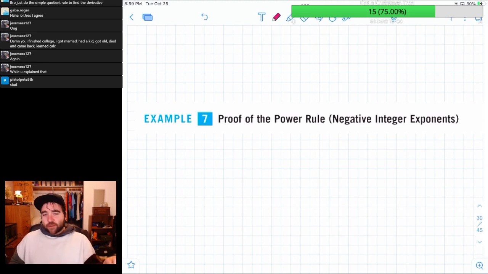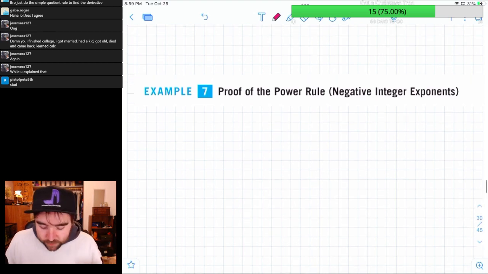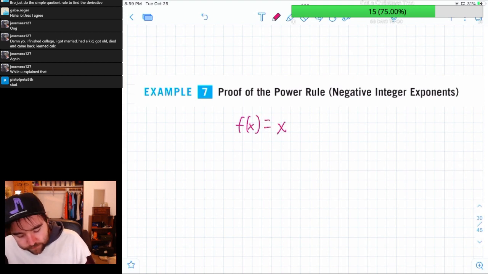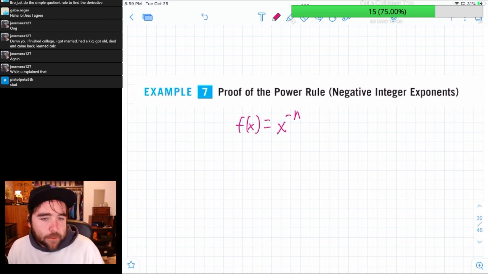So on the last example, we used the power rule for the negative exponents, but we hadn't proved it yet. So let's prove that it works now by using the quotient rule. So what are we going to do? We're going to say, what is the function we have? Say the function we have, f of x, is x to some negative number. Call it negative n.